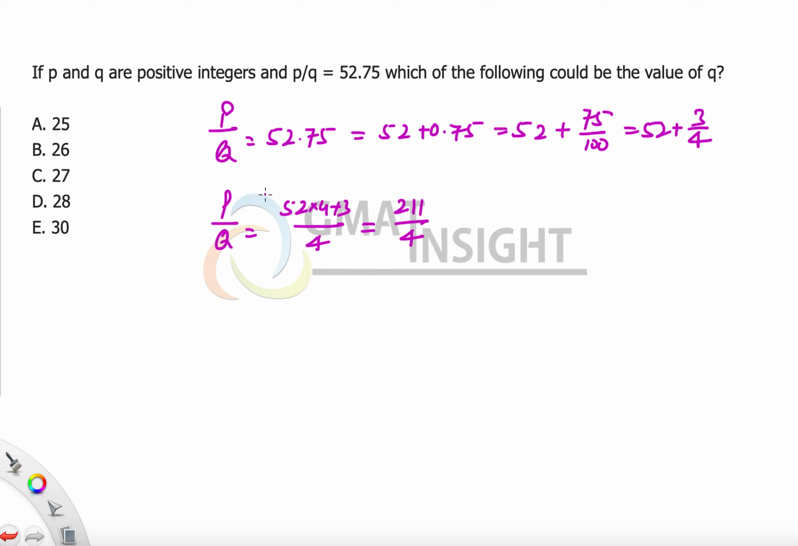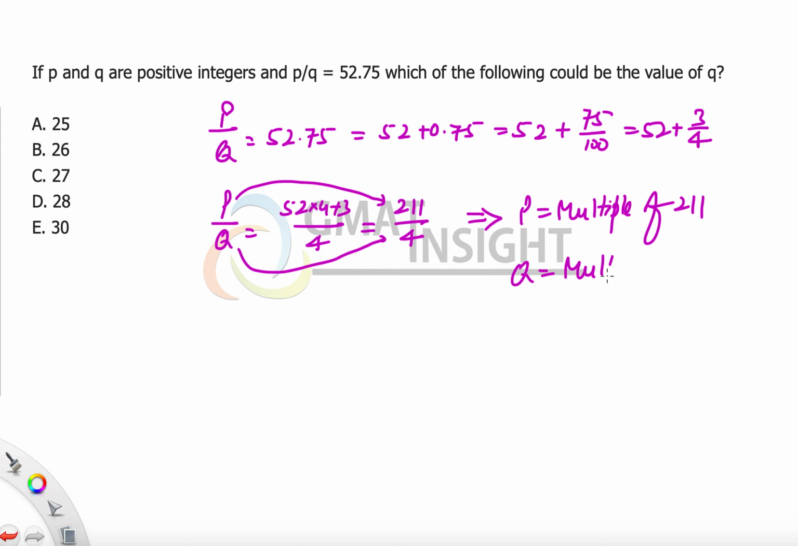But this gives us a basic understanding that since p upon q can be written in least form such as this, p must be a multiple of 211 and q must be a multiple of 4. So in such questions, such methodical analysis is paramount, and if you have done that, I think you can clearly answer the question. Which of the following could be? This is only one possible value of q that we have to find out of the options, and we already know the only fact about q is that q must be a multiple of 4.